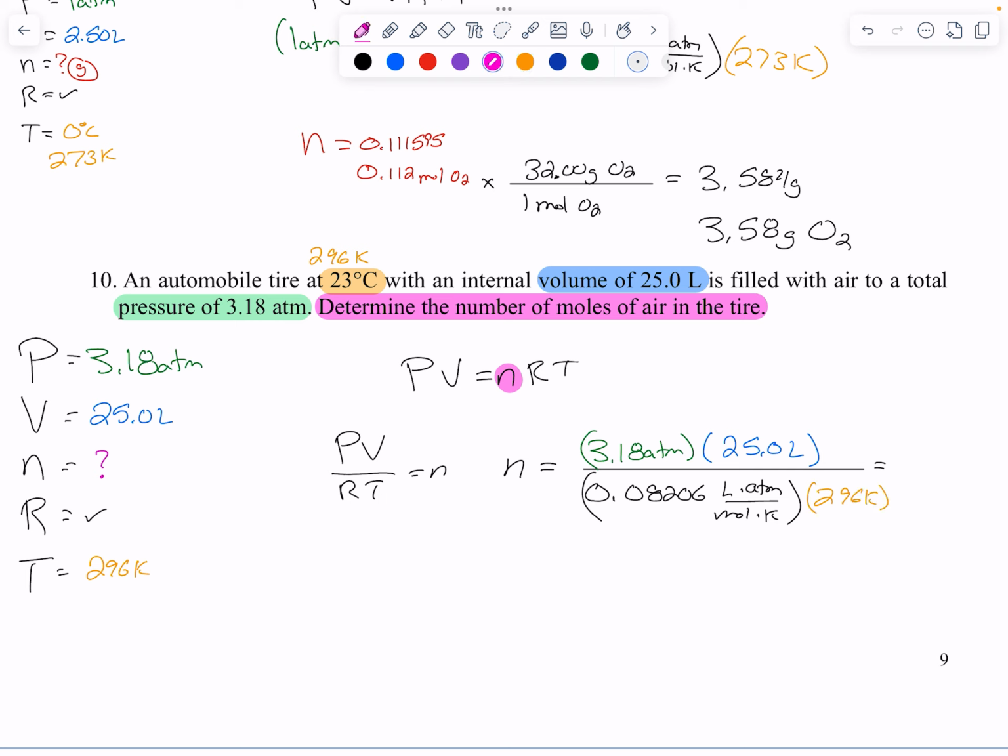So that means the number of moles, if I do this, 3.18 times 25 divided by R, divided by our 296, I get 3.27298. And I have 3 sig figs, 3, 3, 3. We're going to do 3, so n equals 3.27 moles of air.